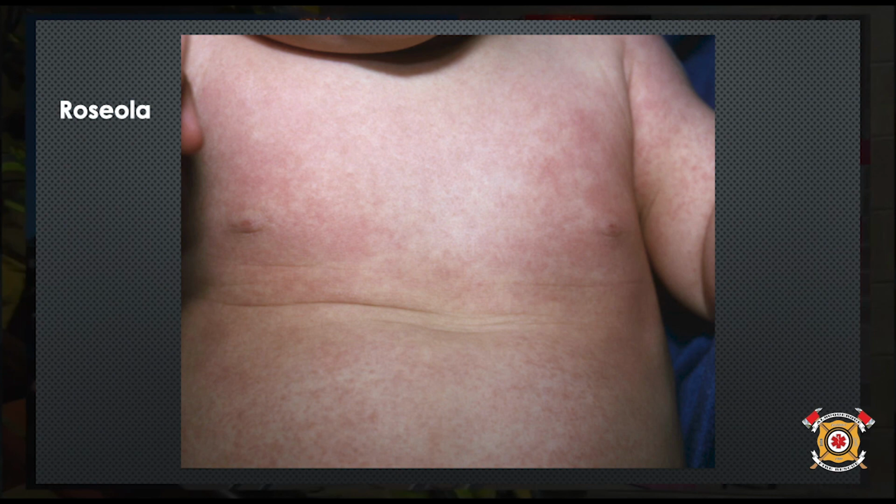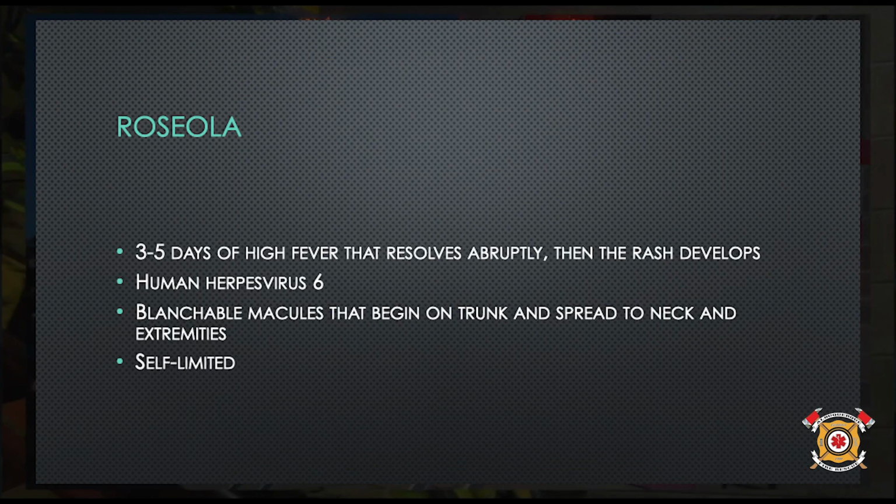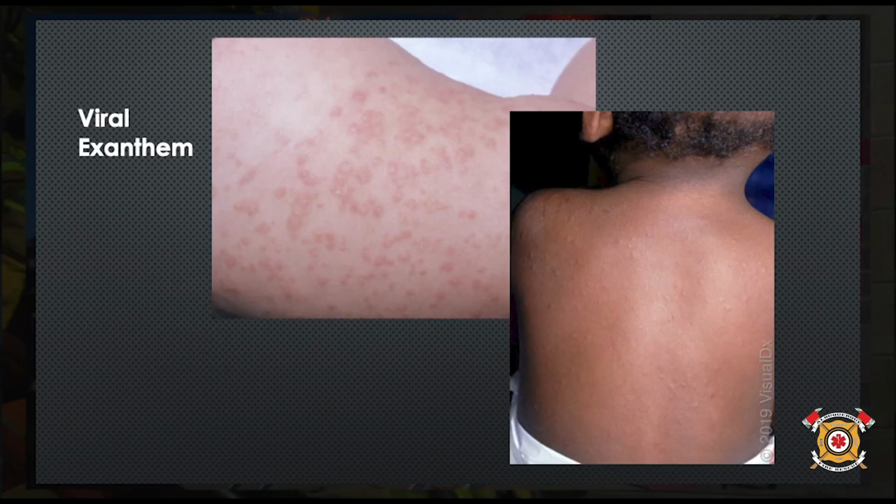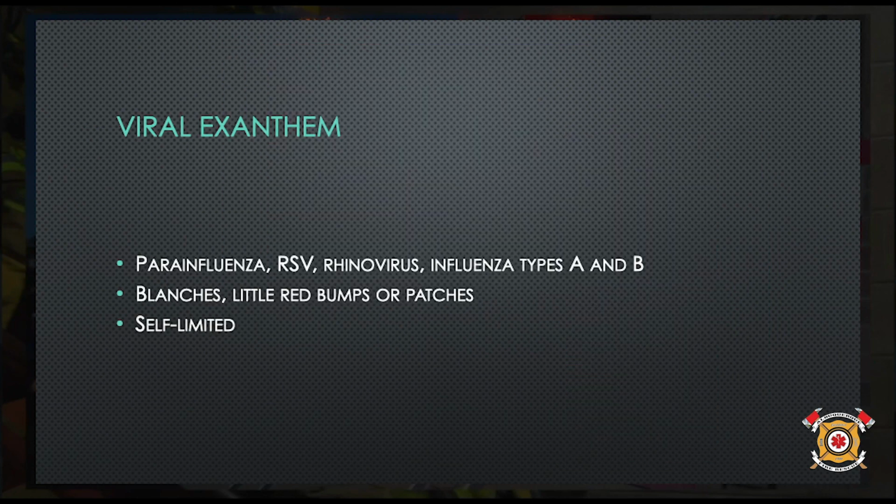Roseola. This is a typical rash that involves fever. You have 3 to 5 days of fever and then the rash. It doesn't really do much, self-limited. It's blanchable. And then viral exanthem. In this case, we have lots of viruses that can cause this. It can be kind of bumpy, can be red. But overall, the kid looks good and it's self-limited. Blanches as well.